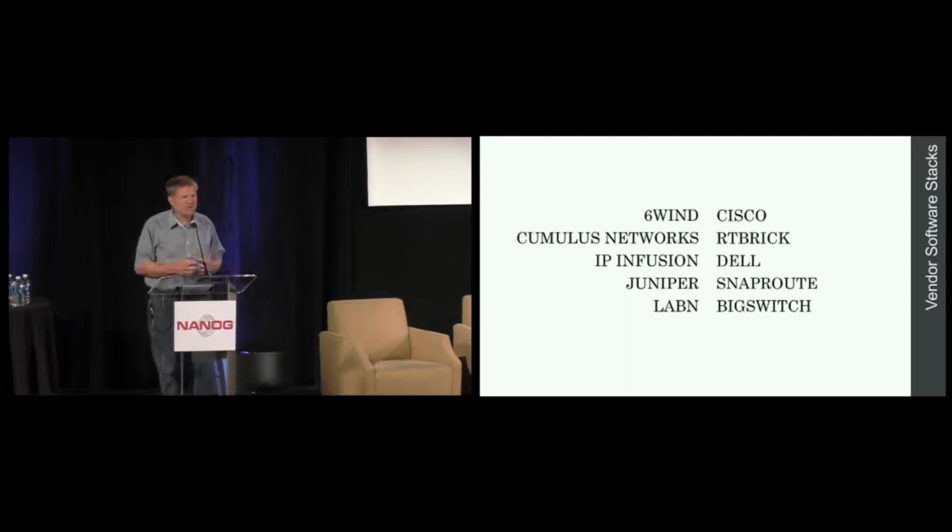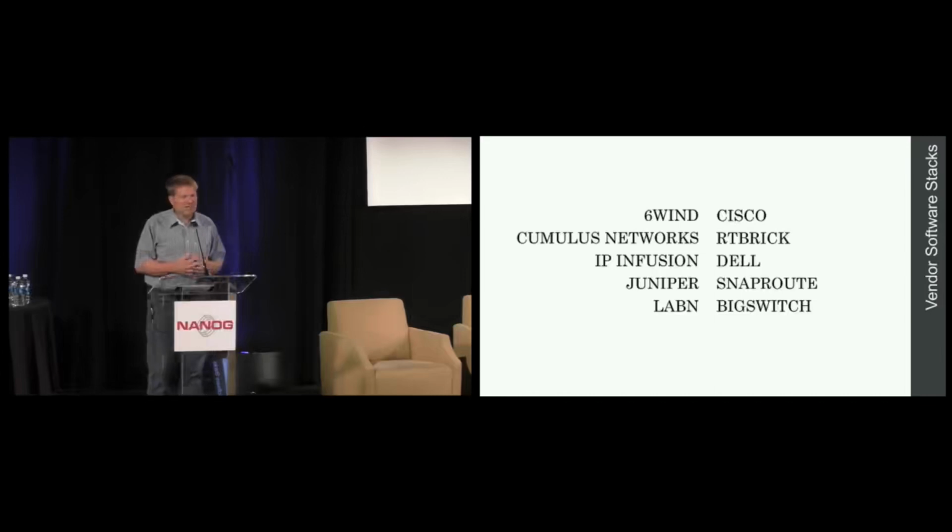Juniper has a version of Junos that will run on other people's stuff. There's LabN. Cisco actually has some projects underway, or perhaps already announced, I haven't really kept up very well, running versions of XR and some other things on white box.